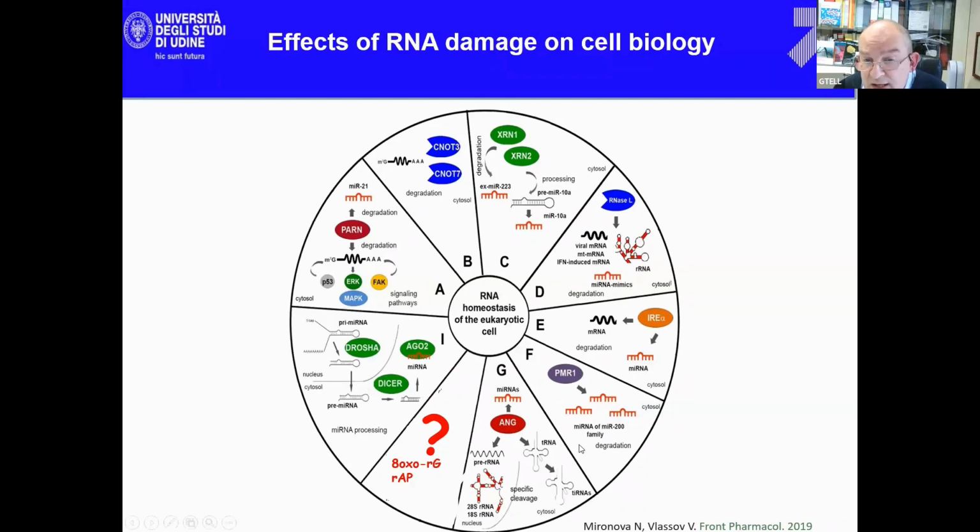But in general, it is not known what the final outcome is of oxidation of RNA, or the presence of abasic RNA, and whether there are enzymatic mechanisms responsible for recognition and repair or degradation of this kind of modified RNA, despite the fact that in the DNA field, more than 500 proteins have been identified to repair damaged DNA.